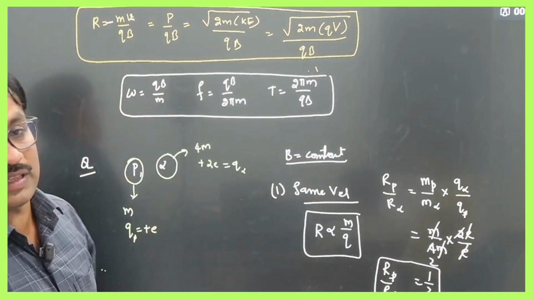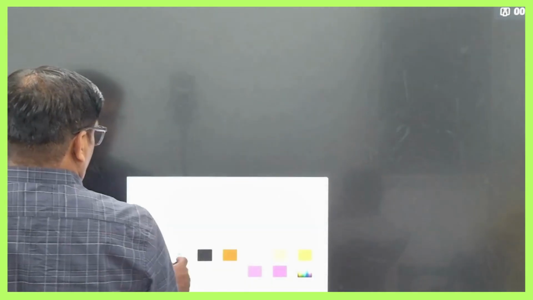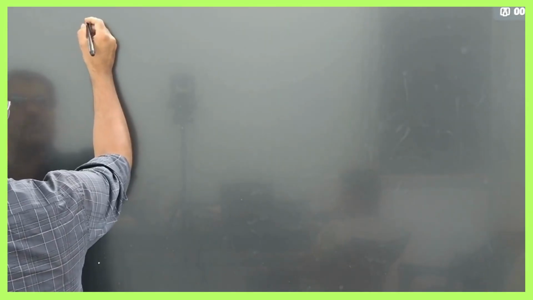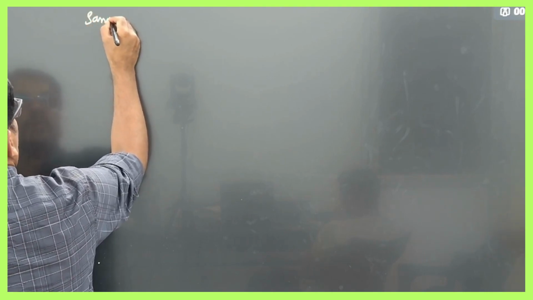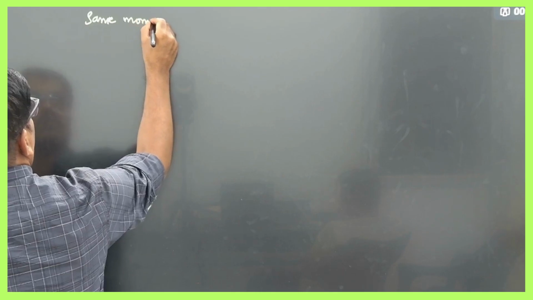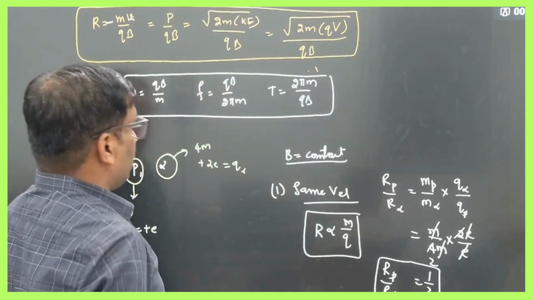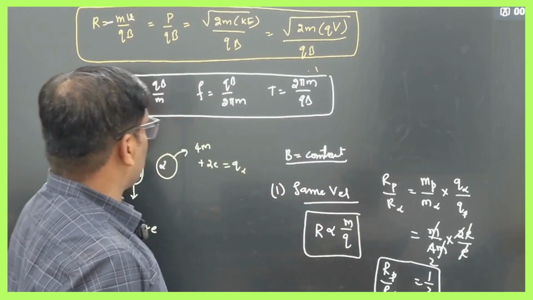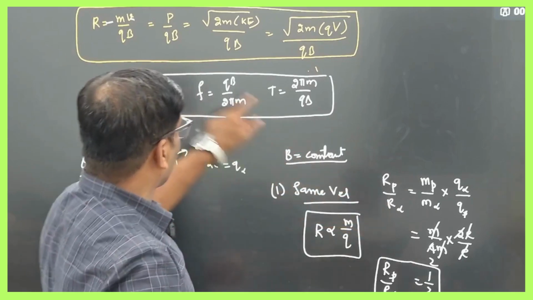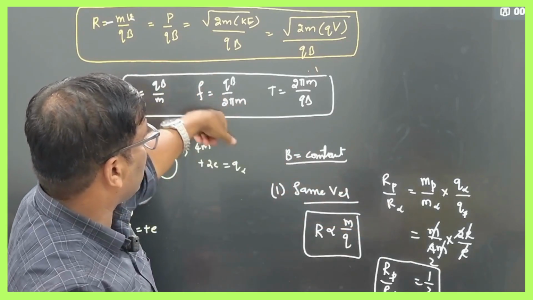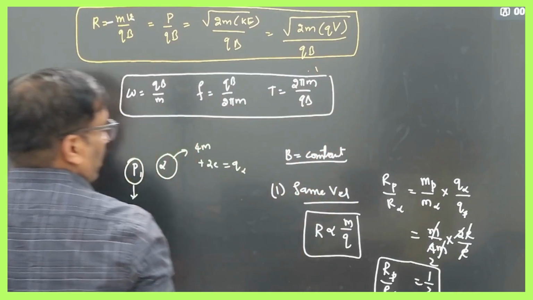Clear? If they are projected with the same speed, like that we can have so many questions. Same continuation question: if proton and alpha are projected with the same momentum, here also we can add one more question. They are asking the radius, and similarly we can calculate angular velocity, frequency and time period. Therefore it does not show any effect of the velocity.